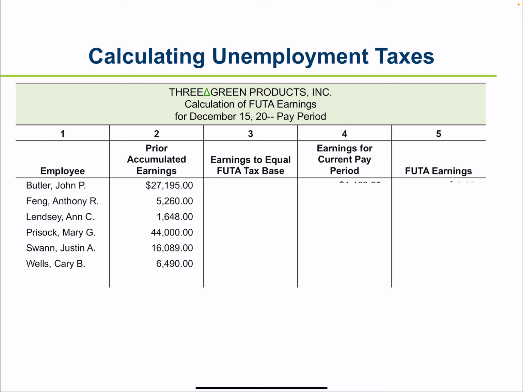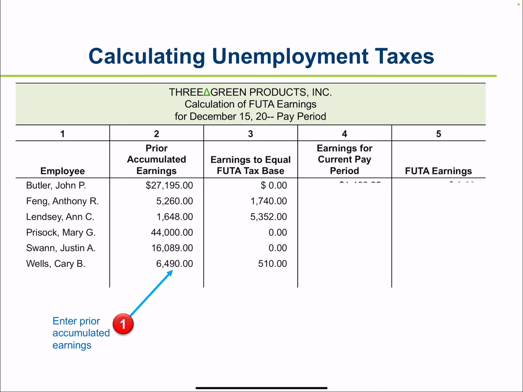Next, we're going to calculate unemployment taxes. Remember now, they pay up to the first $7,000 of accumulative earnings. If you take a look at this table here, your employees are listed with their prior accumulative earnings. You can see that a couple of them have reached the $7,000 base for unemployment. Remember, we're just calculating unemployment taxes now. John has reached $7,000. This one, Mary, and Justin as well. Carrie's close. Anthony's getting there, and Anne's quite a ways away.